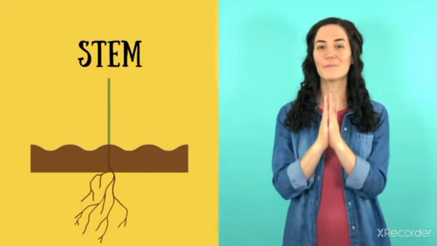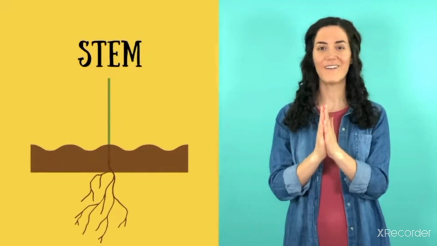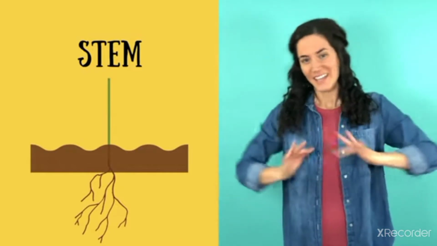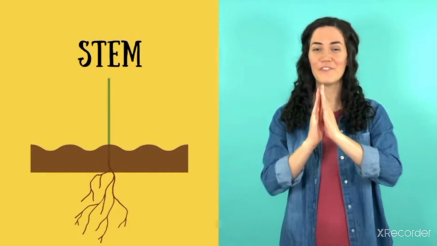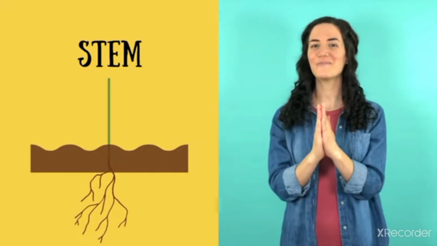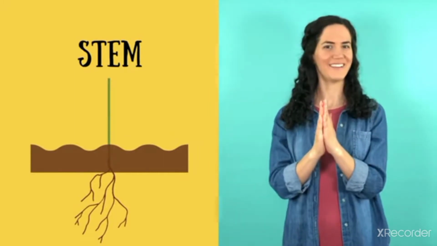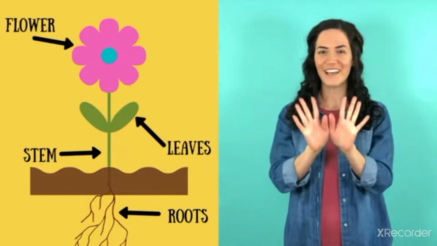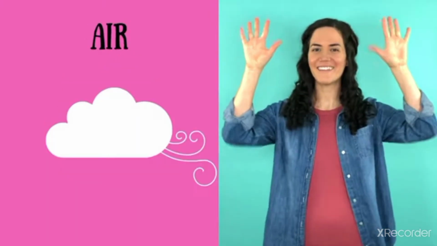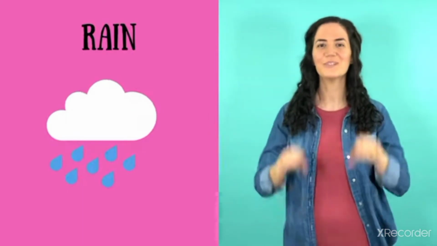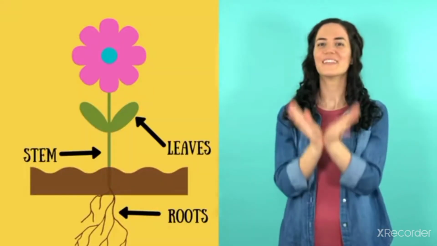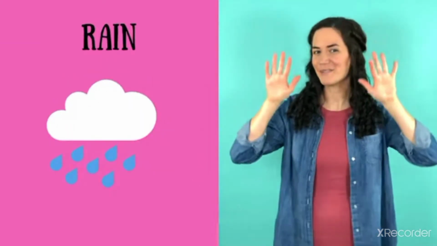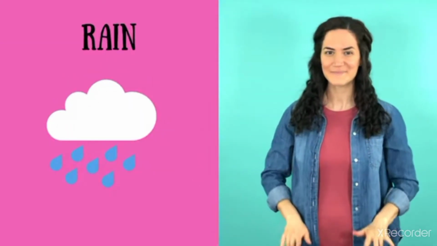The stem holds the plant up straight and tall. It helps make sure the plant doesn't fall. The stem carries water up from the dirt. The stem helps keep the plant alert. Roots, stem, leaves, flower needs sun and air and a little rain shower.